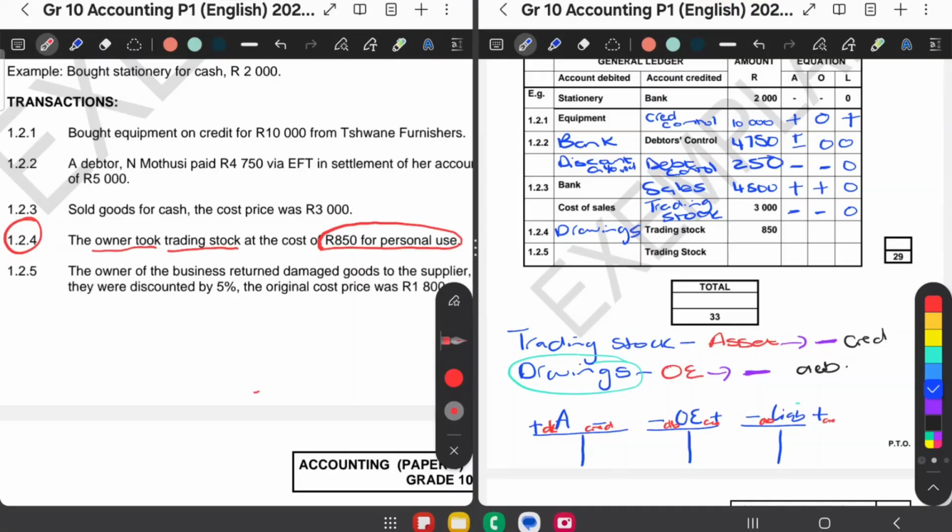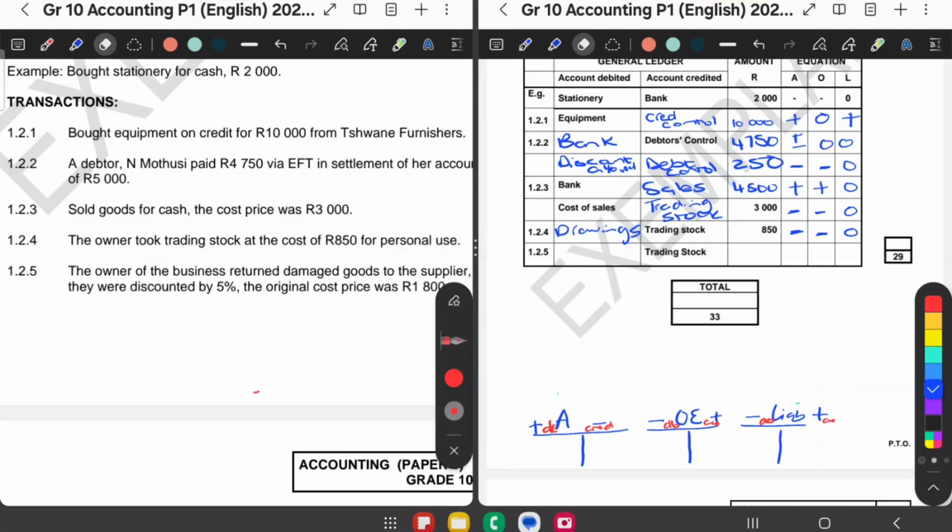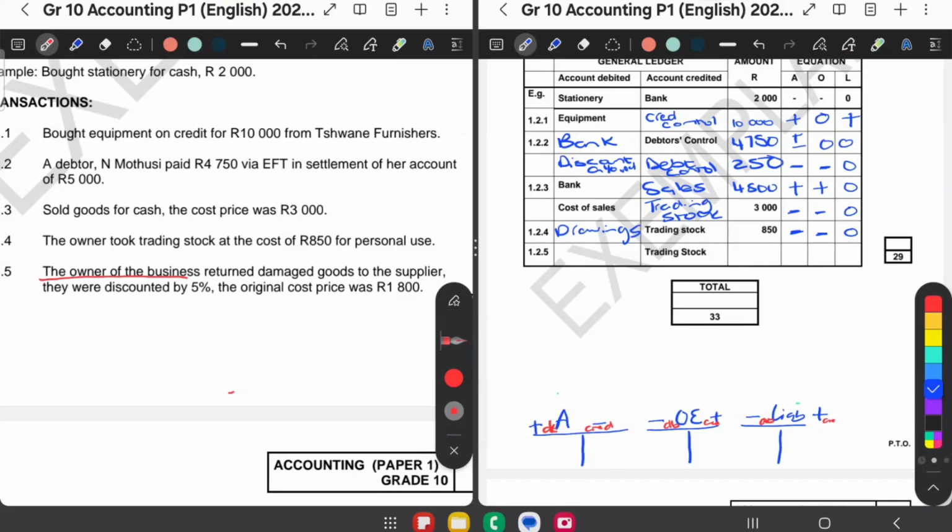Then assets will have a minus. Owner's equity will have a minus. And liability 0. We're done with that one. On to the last adjustment. Okay, our last adjustment says 1.2.5. The owner of the business returned damaged goods to the supplier.